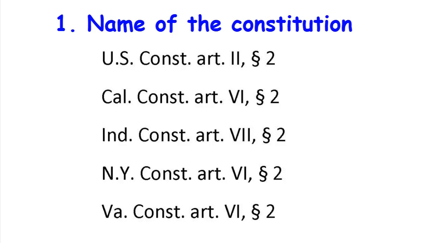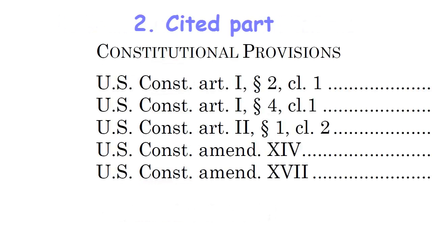The first is the name of the Constitution, abbreviated, using U.S. for the United States and the conventional abbreviation for the state in the case of a state constitution: CAL for California, IND for Indiana, NY for New York, VA for Virginia, and so on, along with CONST for Constitution. The second element is the cited part, identified using the nomenclature of the Constitution in question.